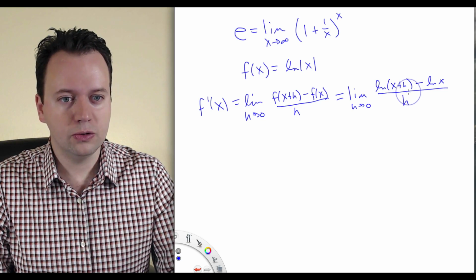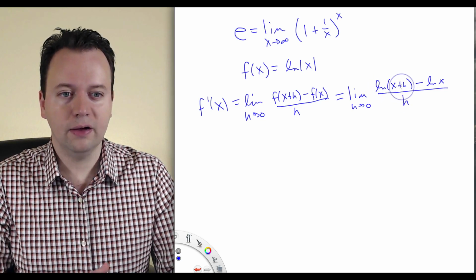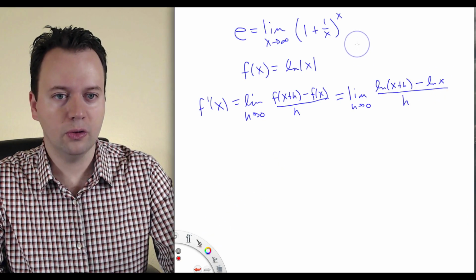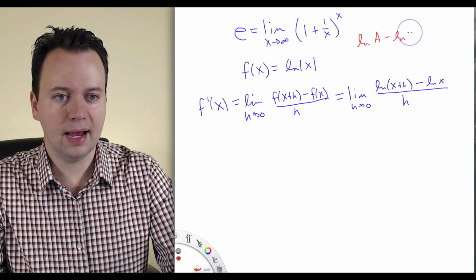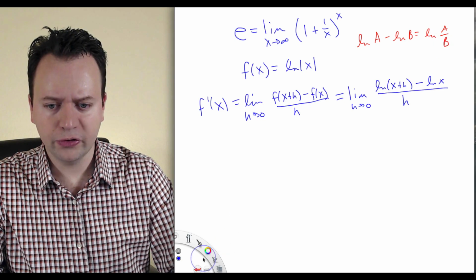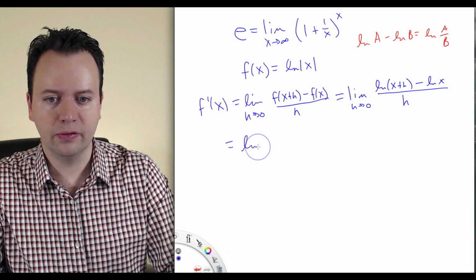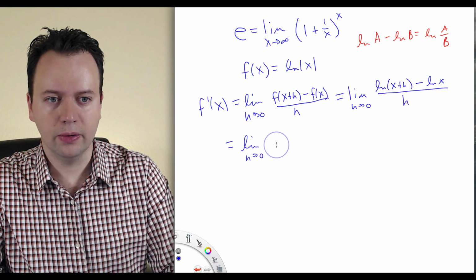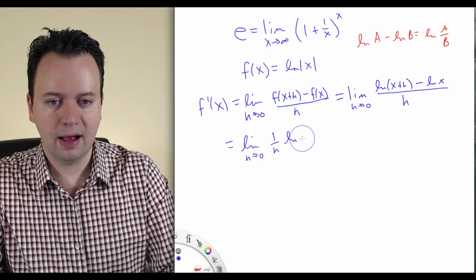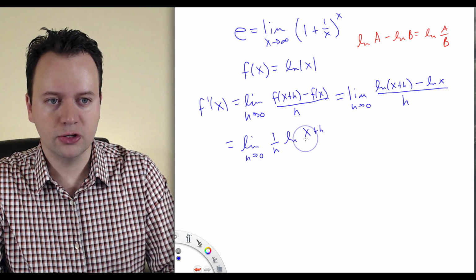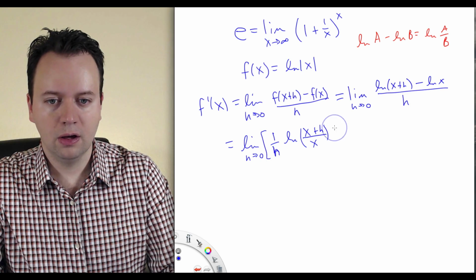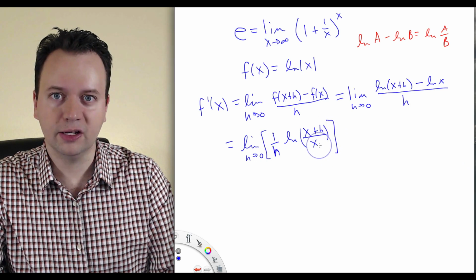And that is to use log rules. We have ln of something minus ln of something. Recall the rule, ln of a minus ln of b is equal to the ln of a over b. We'll use that rule to simplify the derivative as the limit as h goes to 0. I'll kick the 1 over h just outside, and we have the limit as h goes to 0 of 1 over h times the ln of x plus h over x.